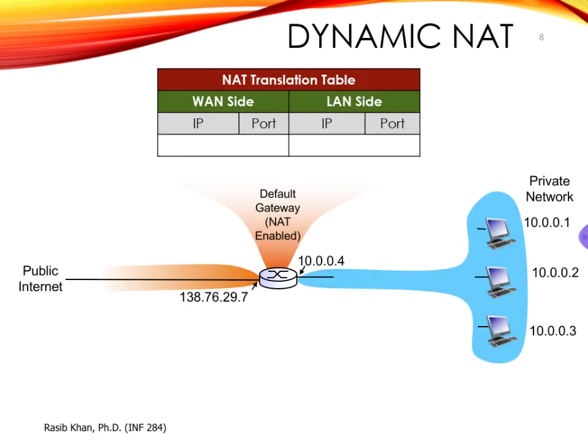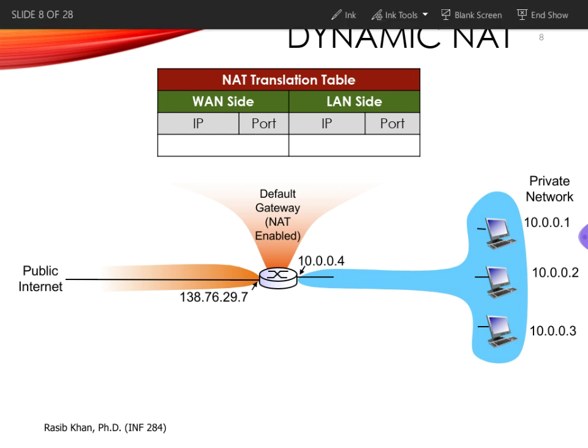So let's just take a quick look at how this would work. Let's say, for example, we have this particular setup where the private network has 3 hosts, 10.0.0.1, 10.0.0.2, 10.0.0.3, and the private side of the default gateway, which is NAT enabled, is address 10.0.0.4. However, the public side of the default gateway has a globally unique public IP 138.76.29.7.